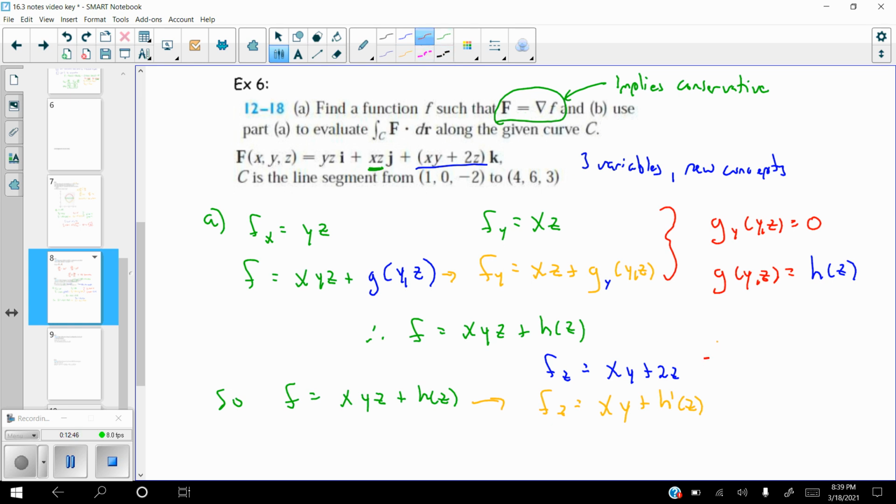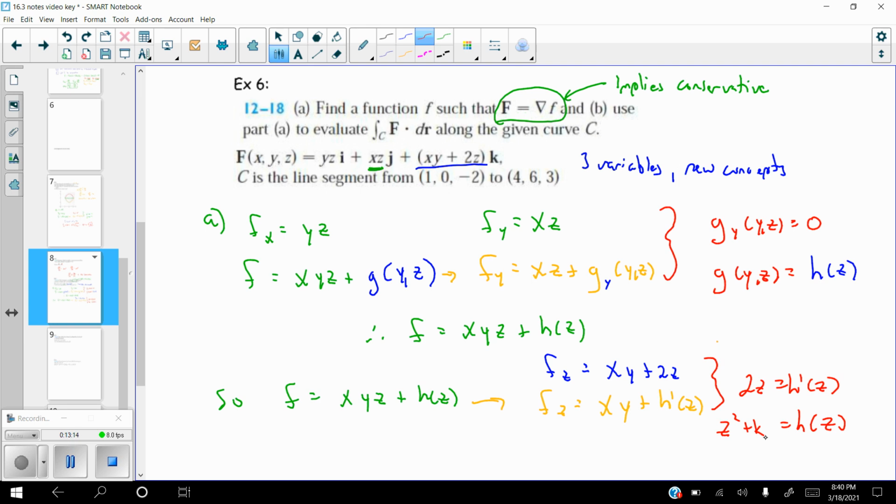So then this stuff has to match. The xy's match, so what that means is that 2z is h prime of z. Now that's all functions of z, so when I take the antiderivative, h of z is going to equal, let's see, the antiderivative of 2z is going to be z squared plus k.